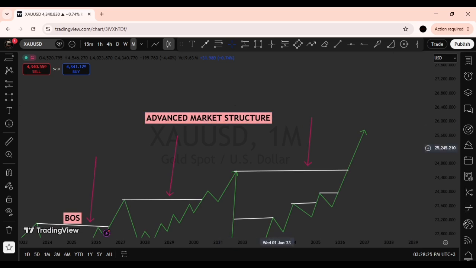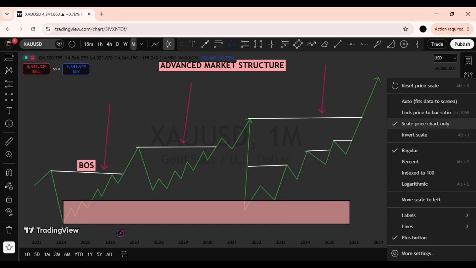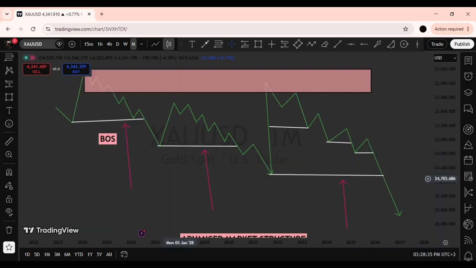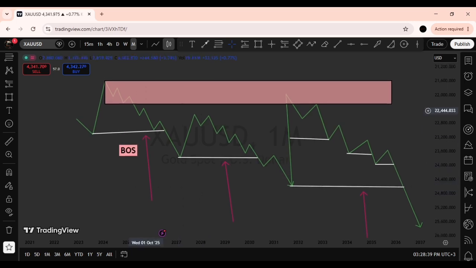So this was an uptrend, and if we try to invert our charts, we are going to see a downtrend. So just have a look. This is a downtrend market. This is how a downtrend market looks like. Prices come like this. So this is now an advanced market structure.